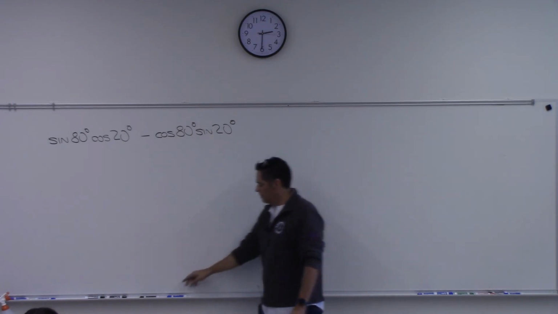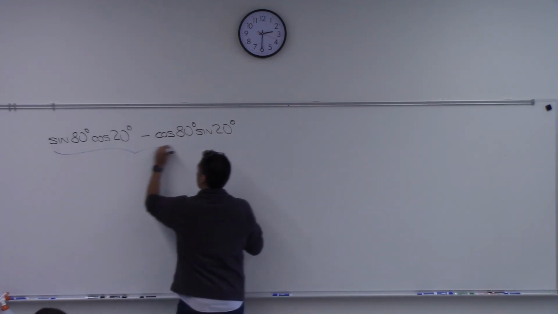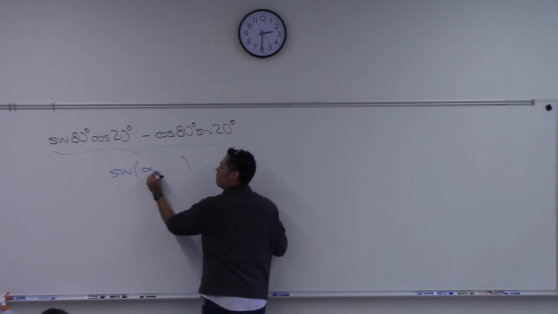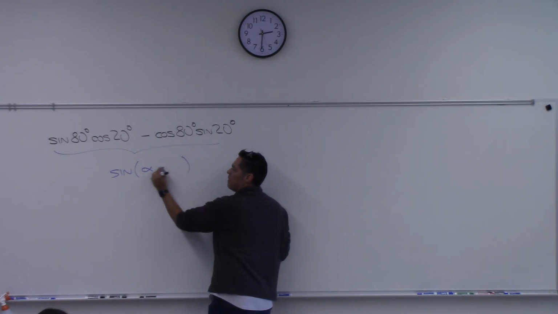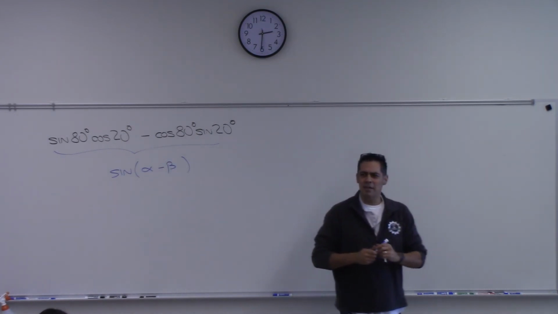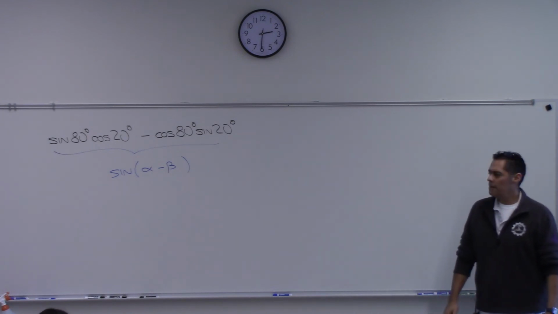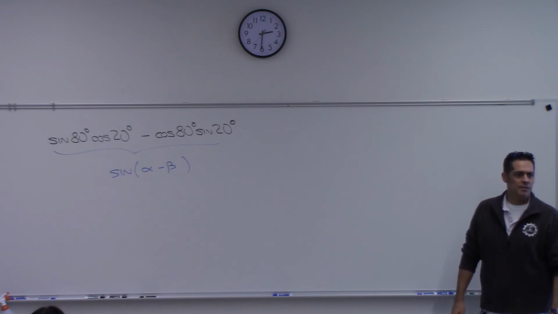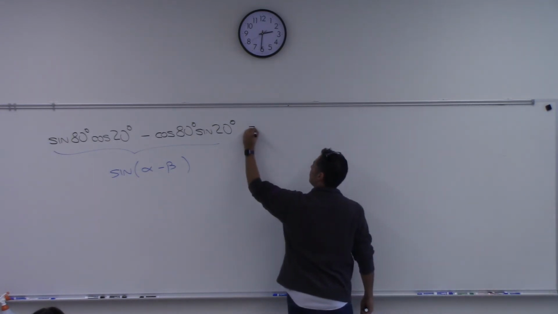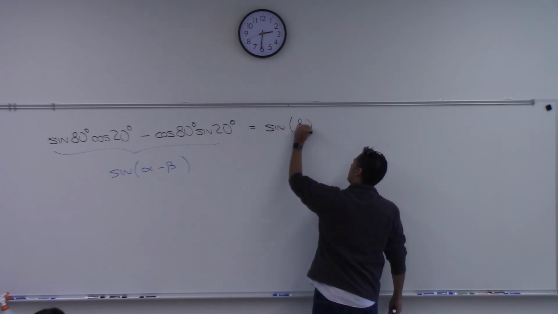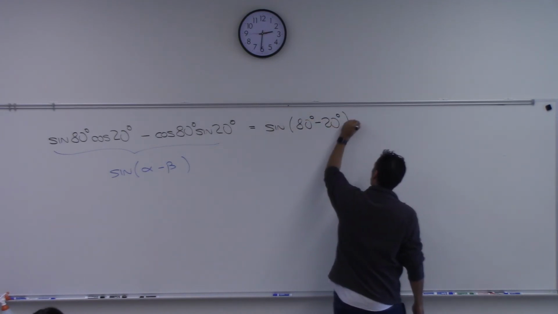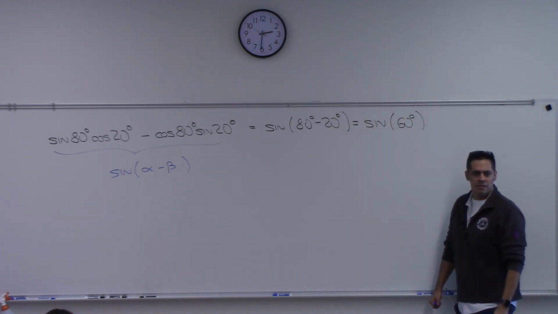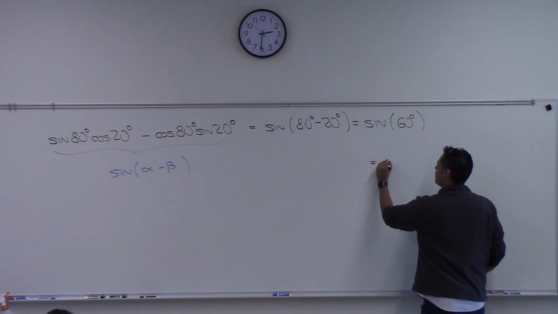It's sine of alpha minus beta. Is it plus or minus? It's the minus beta, because there's a minus between them. Isn't that really the sine alpha minus beta formula, where here alpha is 80, and beta is 20? So this is really equal to sine of 80 minus 20, but 80 minus 20 is 60 degrees, right? And do you know what sine of 60 degrees is? Root 3 over 2.